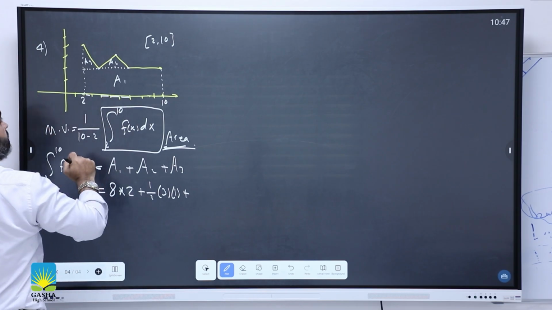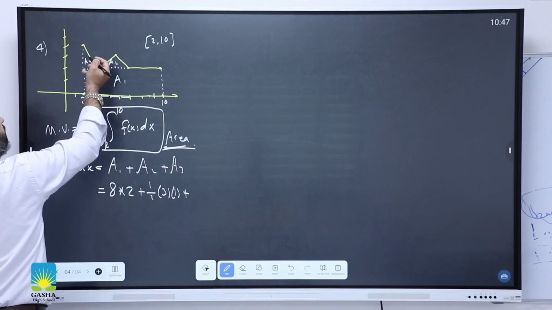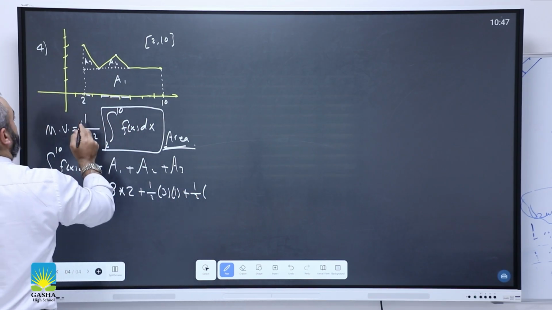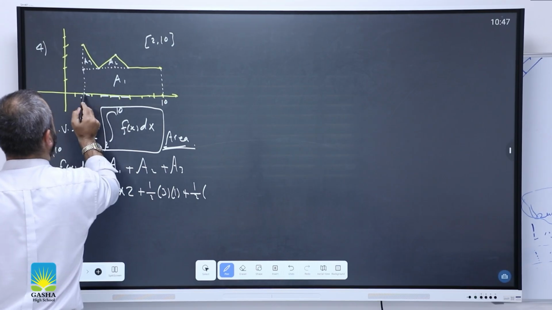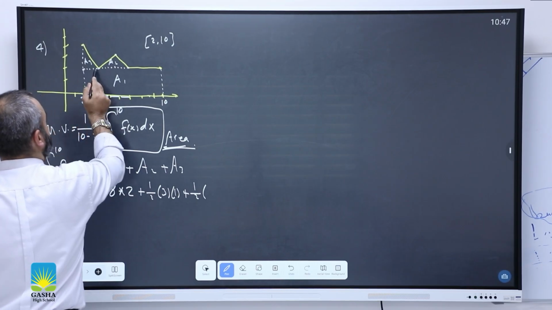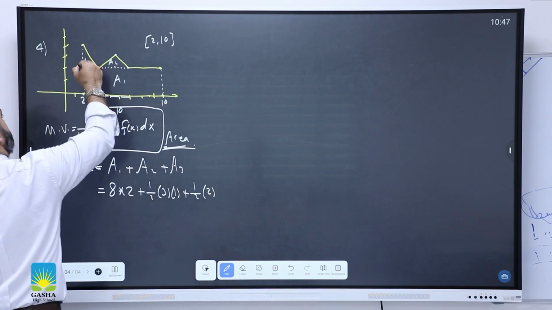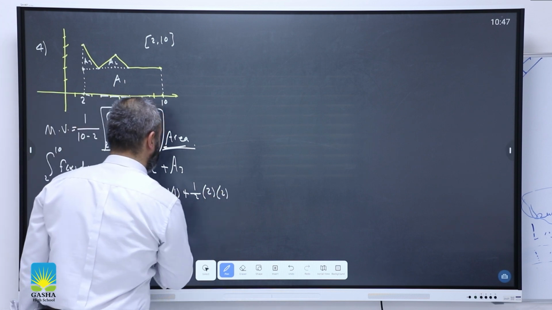Plus, what about the final area? Also a triangle. Triangle is 1/2 base times height. Where's the base here? From 2 here to 4. So the base is 2. And what about the height? Height from here to here. We have 2 units also here.